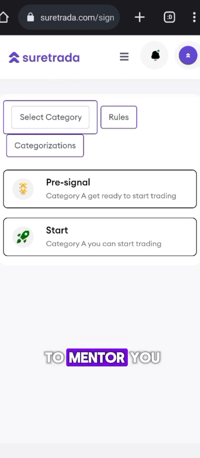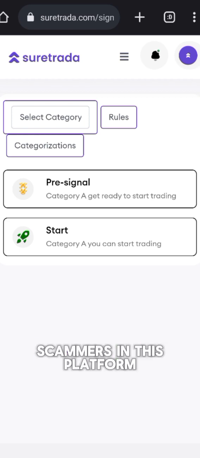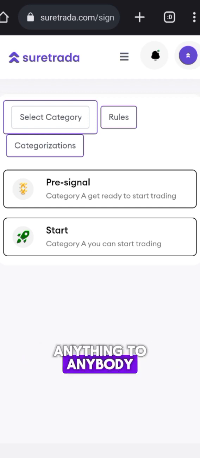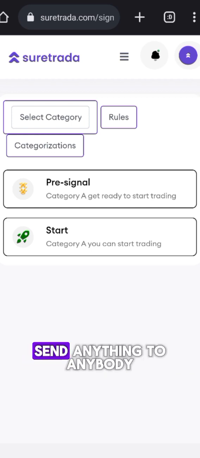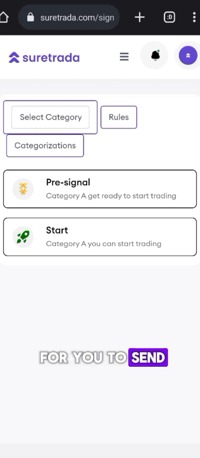There are a lot of people who are ready to mentor you right there on the platform, but be careful of scammers. In this platform, you're not to send anything to anybody. All you need to do is register on the platform. You don't need to send anything to anybody. It is not required for you to send anything to anybody.